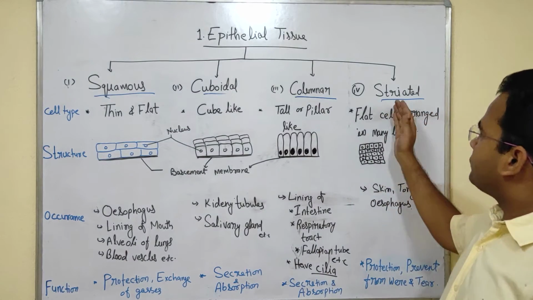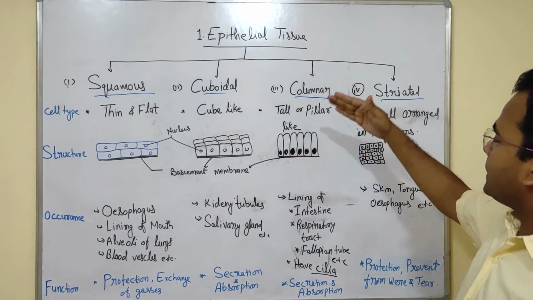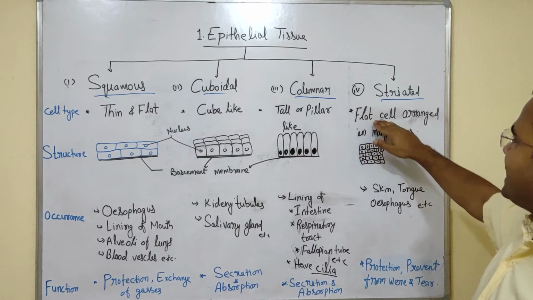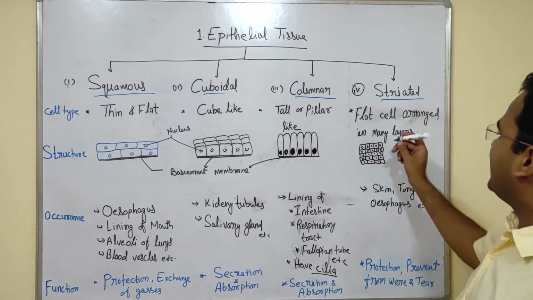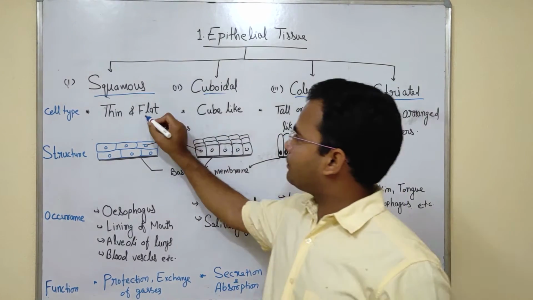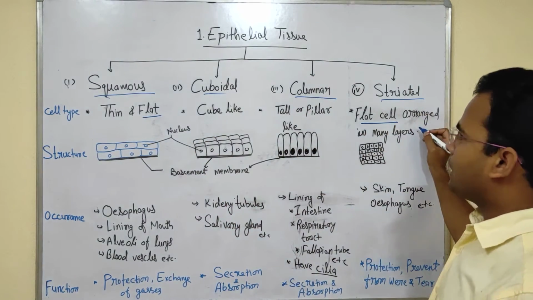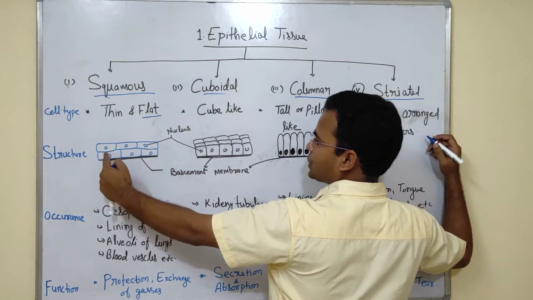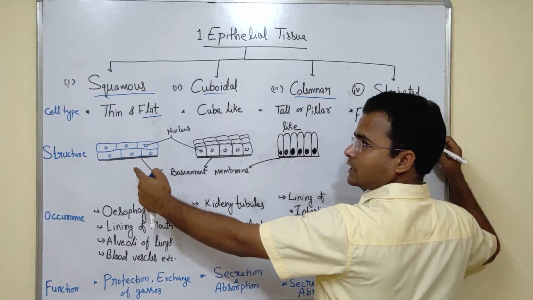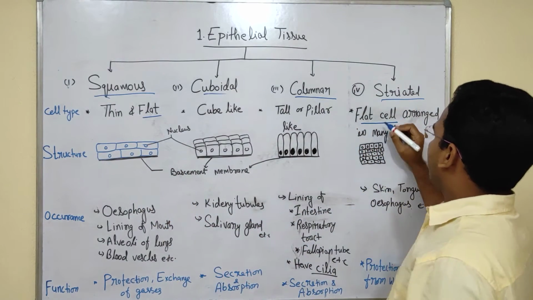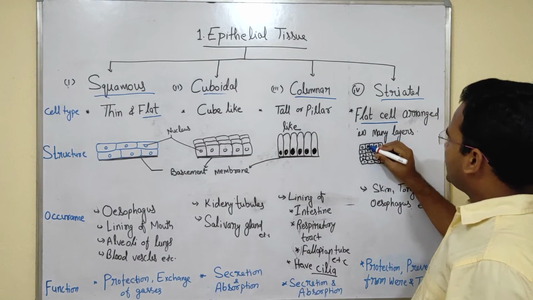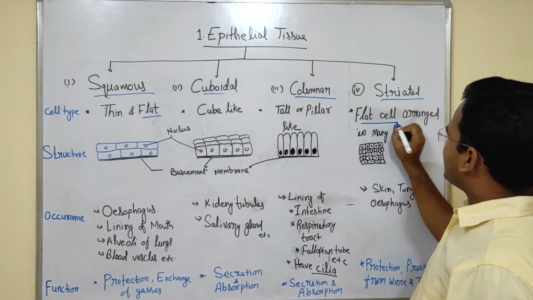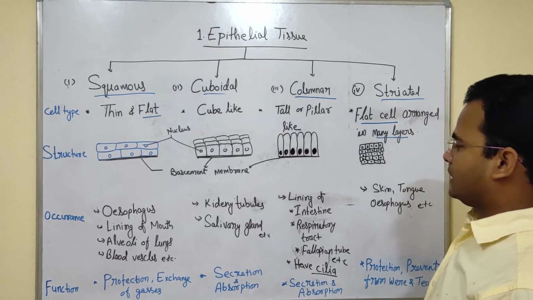The fourth one is the striated epithelial tissue, made up of flat cells but arranged in many layers. Of course it is also made up of flat cells, but in a squamous epithelial tissue a single layer was there. I made two here just to explain it. But here, these are made up of many layers of thin, flat cells.